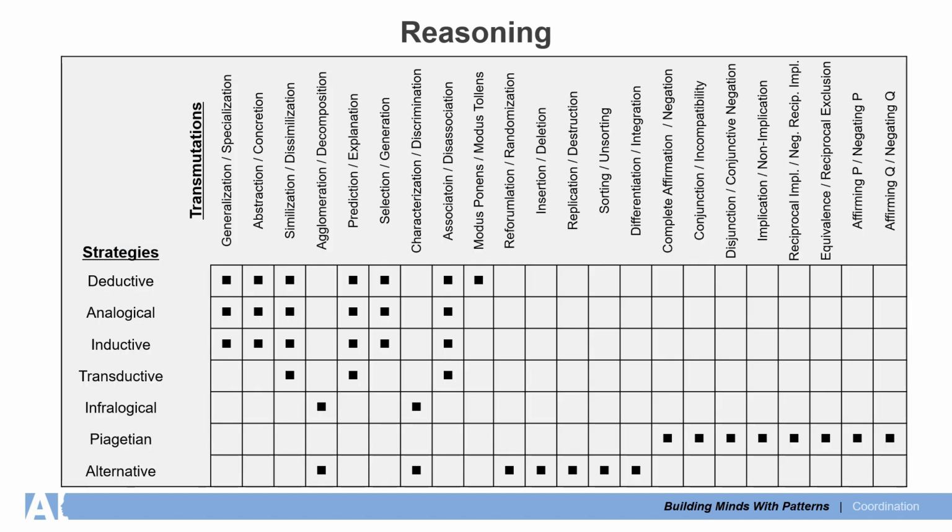There are a plethora of knowledge transmutations identified by Richard Mikulski, Jean Piaget, and others, which can be implemented according to different strategies.